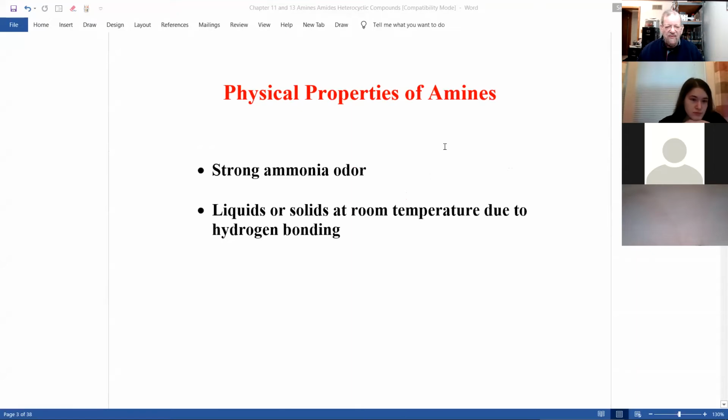When we talk about amines, the smaller ones have a very strong ammonia odor. And because they can hydrogen bond, the larger ones, after about C5, C7, 7 or 8 carbons for sure, and longer, are liquids or solids at room temperature due to hydrogen bonding.